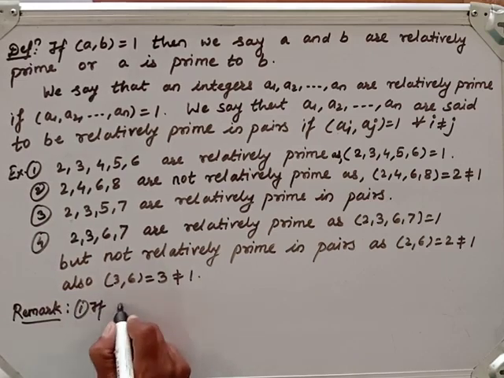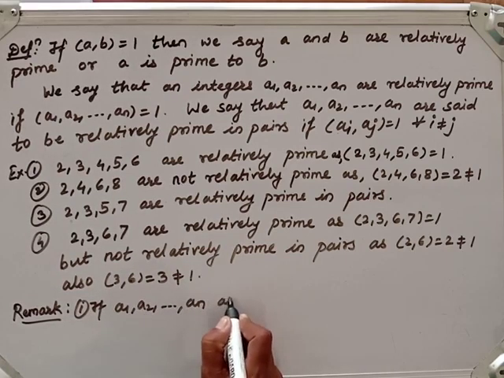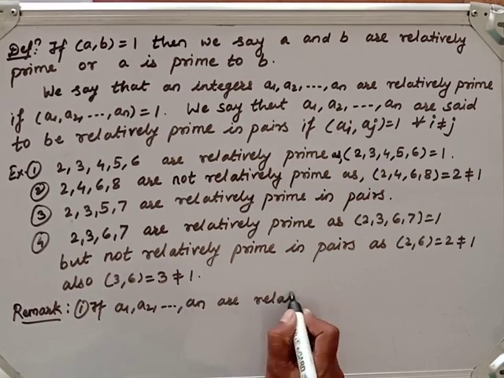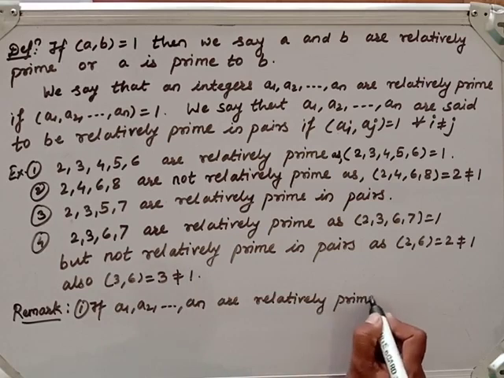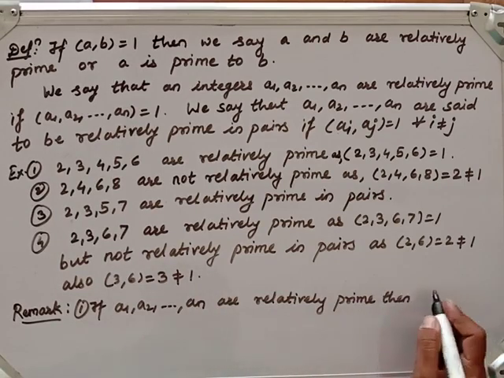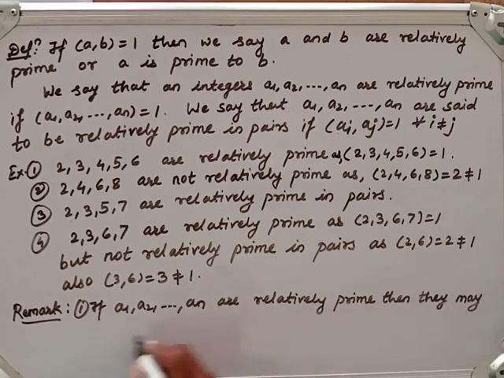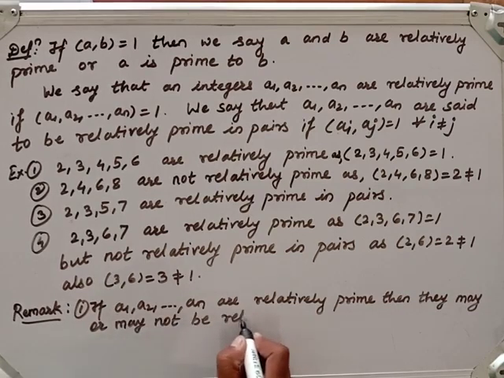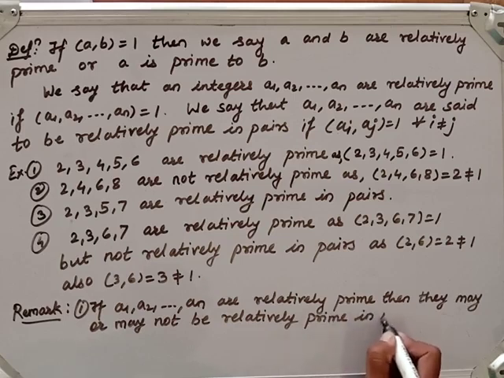If A1, A2 and so on up to AN are relatively prime, then they may or may not be relatively prime in pairs.